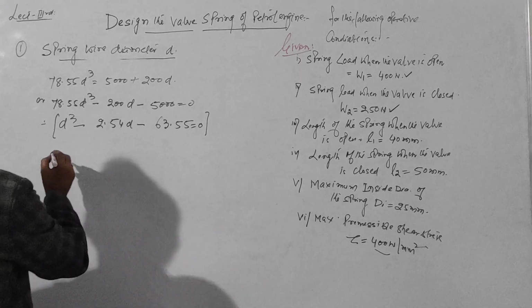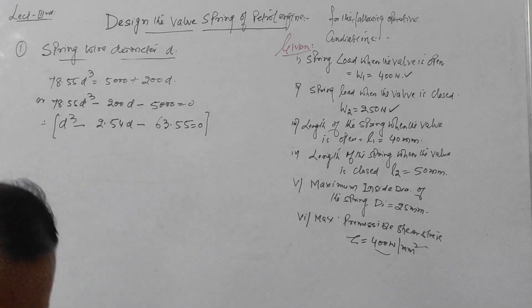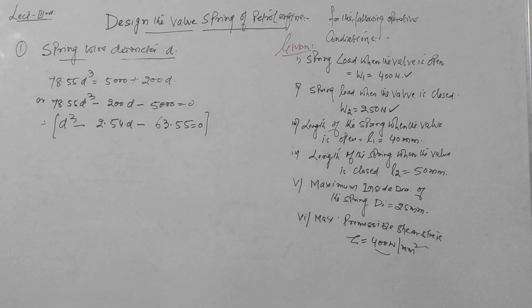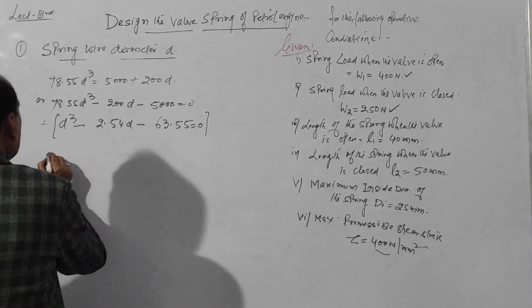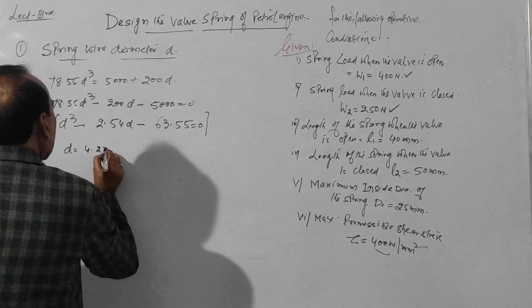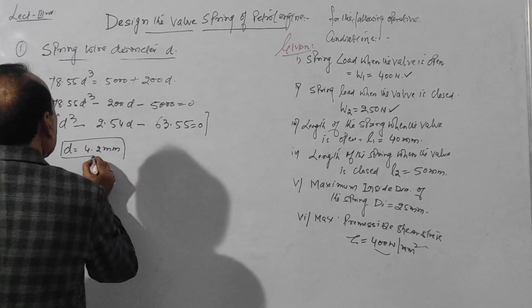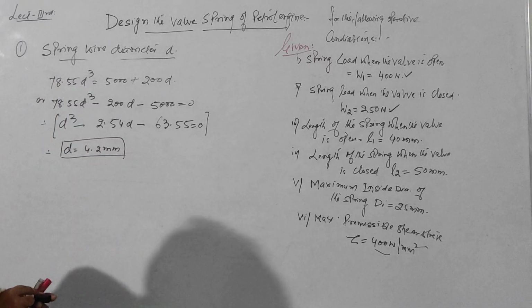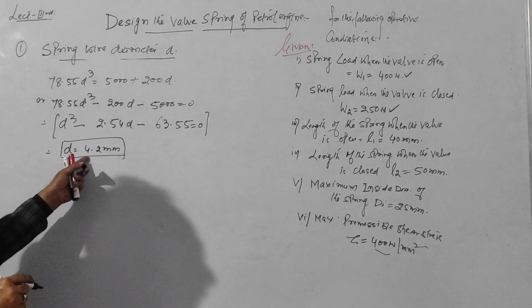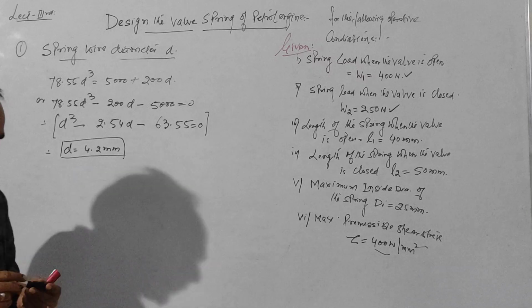So therefore the value of D is here. So the value of D, therefore, is 4.2 mm, right? Now use the table and calculate the standardized value of the diameter from the table. Just see what is the value of the standardized diameter.